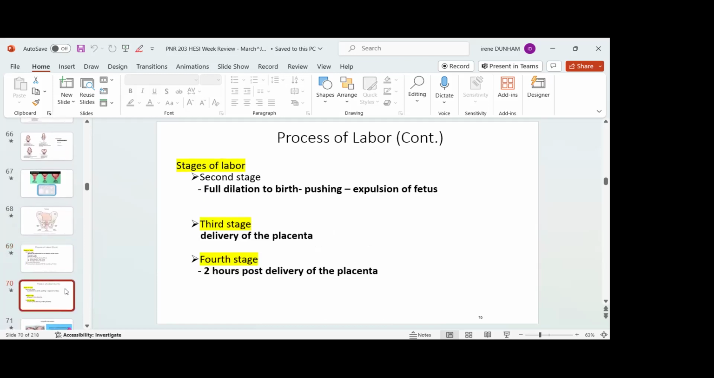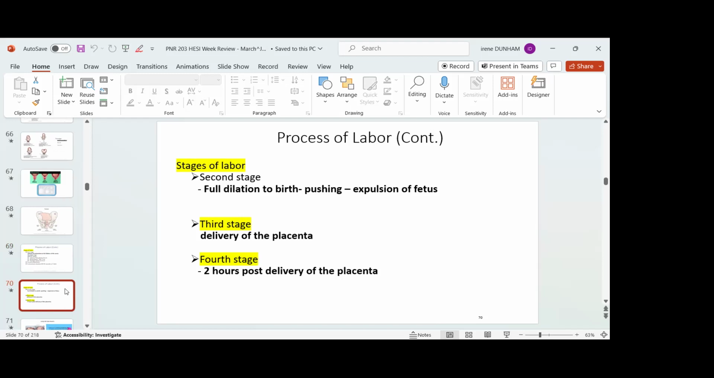So now that was your first stage. Now she's completely dilated, and so she wants to push, and she does. She has a lot of pressure. If she doesn't have an epidural, she's going to feel the baby's head pushing down. Okay, it's a lot of pressure.